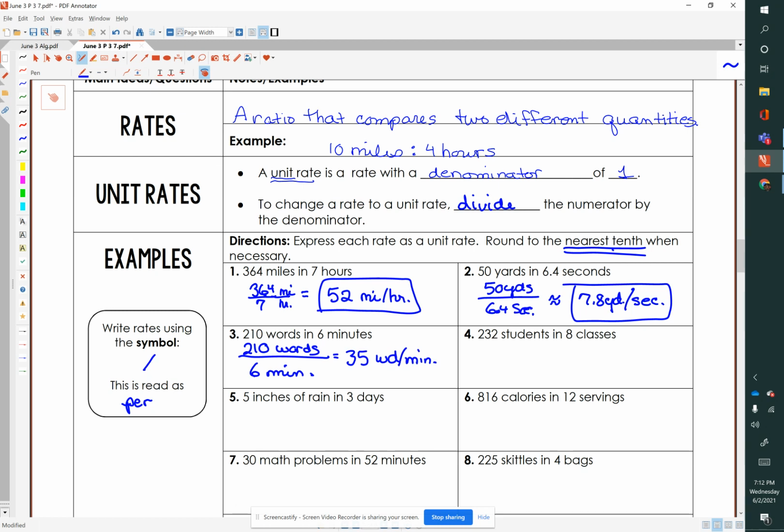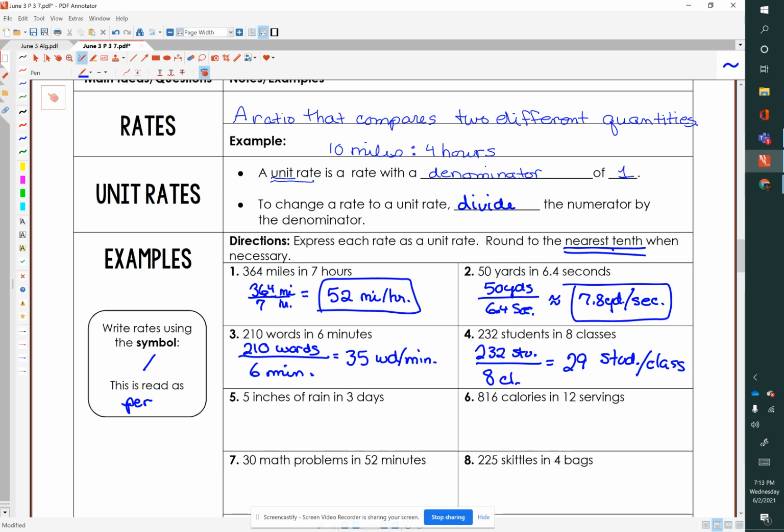If there are, number 4, 232 students in 8 classes, we would write that 232 students, I'll abbreviate that, in 8 classes. And that would equal, when we divide, 29 students per class. And that would be very large classes.